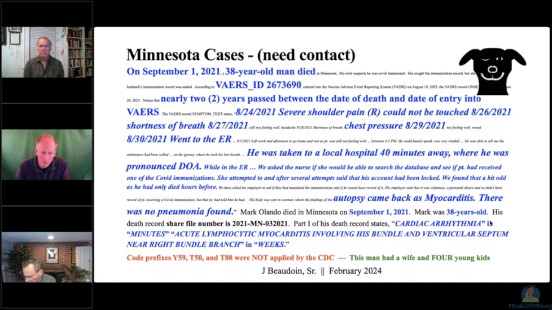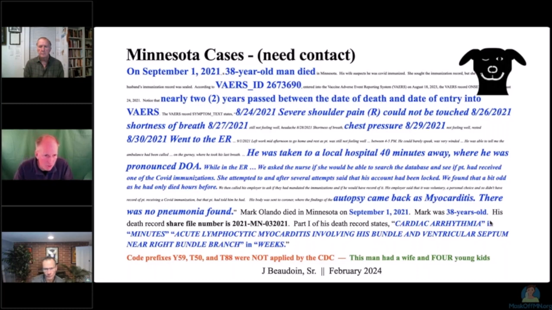I believe he might have worked for the DA. I think he was a prosecutor, so that would be working for some type of local or state government. We then called his employer and asked if it was mandated. The employer said it was voluntary, a personal choice, and didn't have a record. But that patient told him he had been vaccinated. So the boss at work told the family that he had been vaccinated.